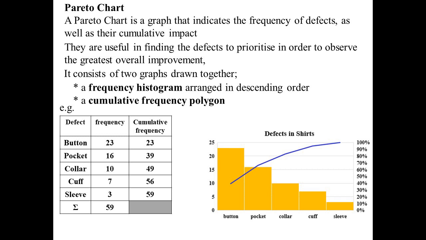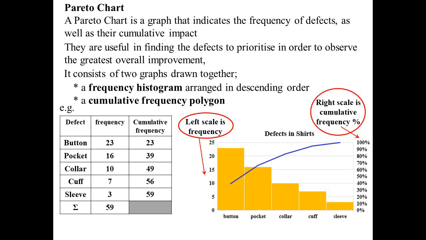So the cumulative frequency polygon is the blue line. And the frequency histogram is the orange columns, but they're done in decreasing order, you'll see. Now on the left hand side we usually put the frequency scale, and on the right hand side that's where we put the cumulative frequency scale.